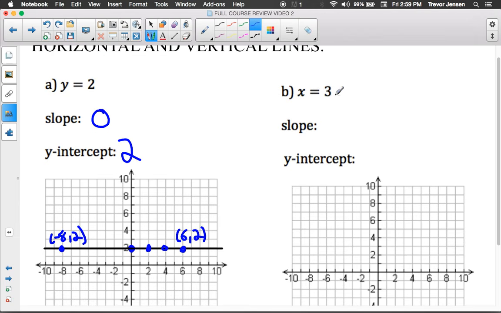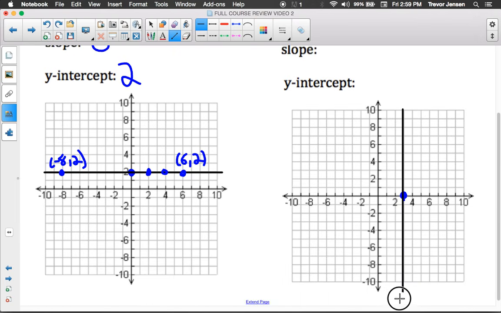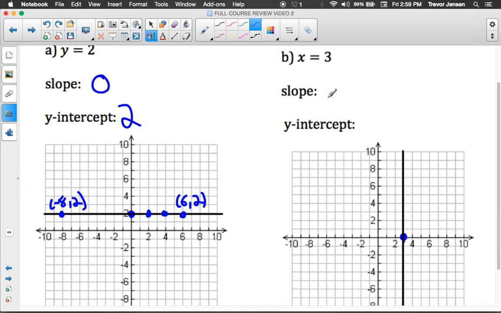How about an equation that says x equals a number? You don't see a y. Well, that's actually a vertical line that crosses through 3 on the x-axis. So we would just draw a vertical line that crosses through 3 on the x-axis, and that is the line x equals 3. The slope of all vertical lines is undefined. And the y-intercept, well, it never crosses the y-axis, so we would say none.